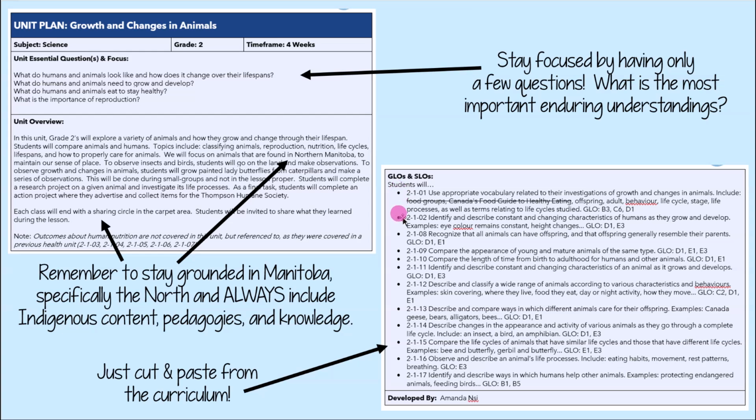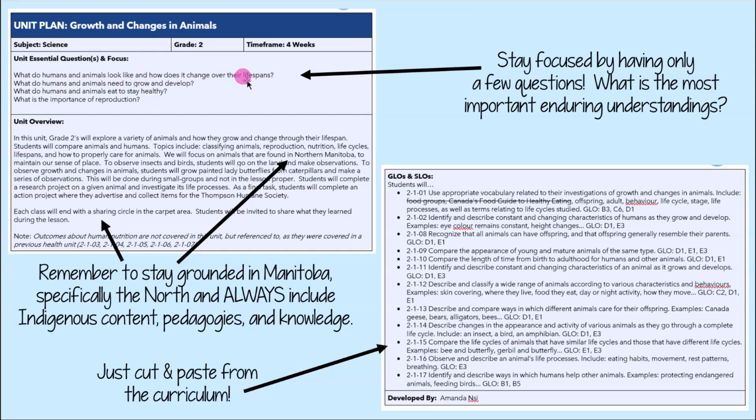Now, when you look here on this page of all my GLOs and SLOs, you'll see 1, 2, 3, 4, 5, 6, tons of GLOs and SLOs, because this is all of the science SLOs that I have to teach for this unit. But I'm only doing 4 questions because these kind of work together. The SLOs work together, and I kind of made them more concise.